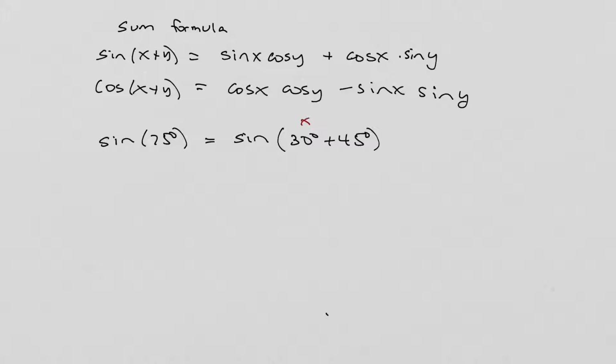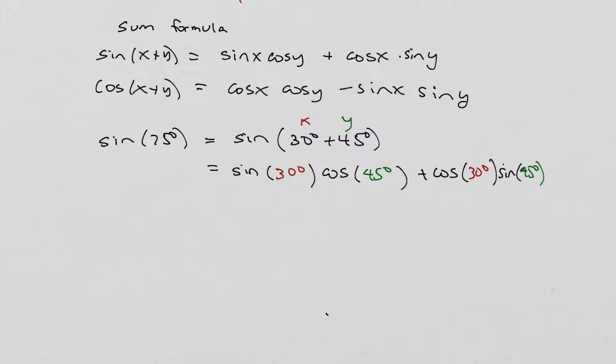So if I call this one x and if I call this one y, then this formula becomes sine of 30 degrees times cosine of 45 degrees plus cosine of 30 degrees times sine of y, which is 45 degrees. Just took these values and plugged them right into this formula right here. And now these are values we know on the unit circle.